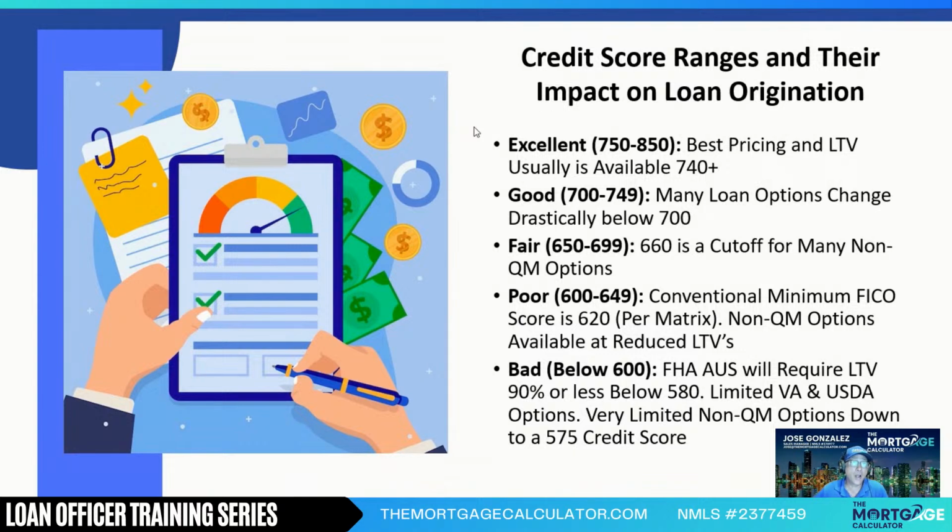So, what are the score ranges, and how can it impact our loan origination? Well, anything 750 or above, you can consider that excellent. Best pricing and loan to value on all of our products, especially non-QM products, is available with a 740 plus credit score. 700 to 749 is considered good. Still many loan options. However, below 700, we have a lot of options that get cut off.